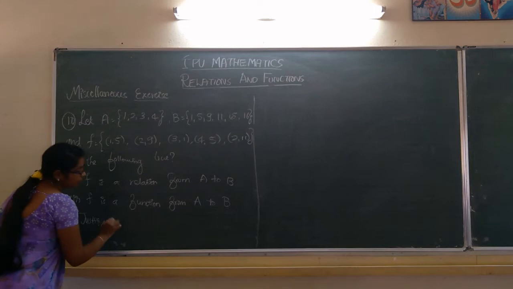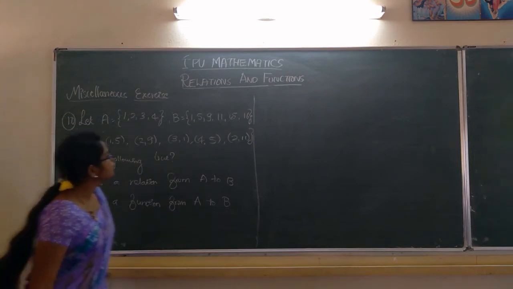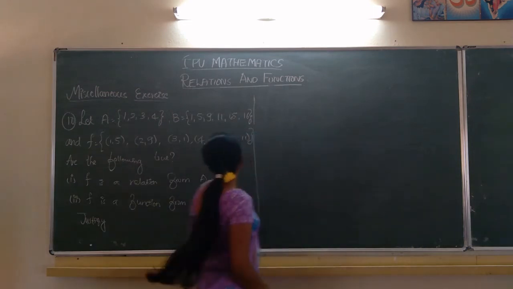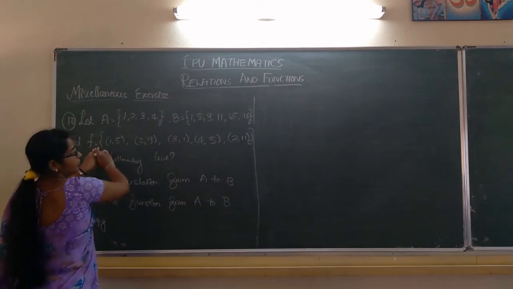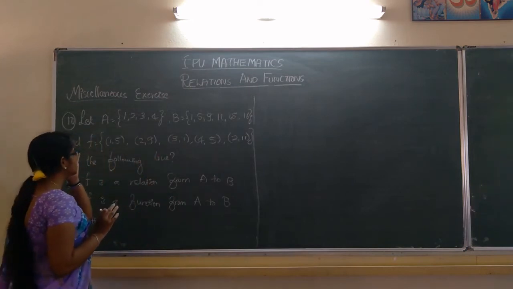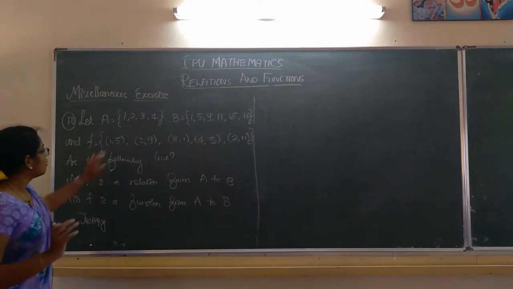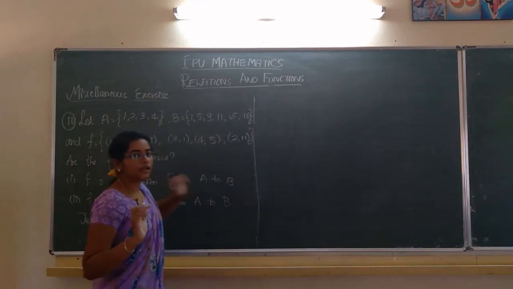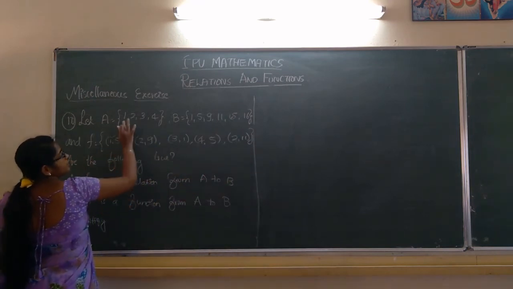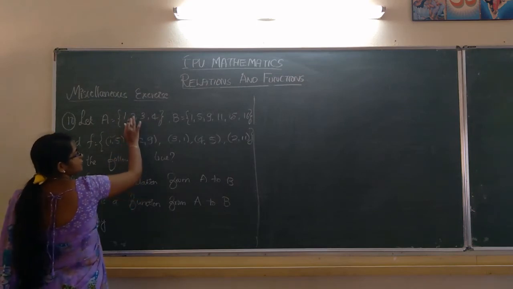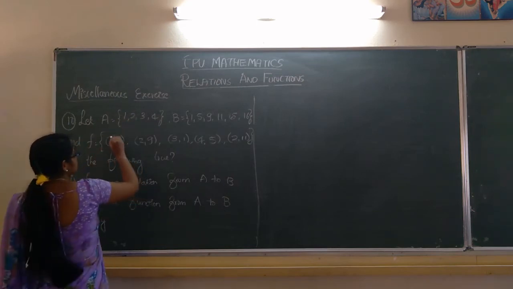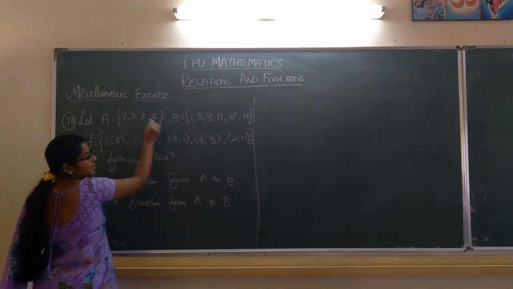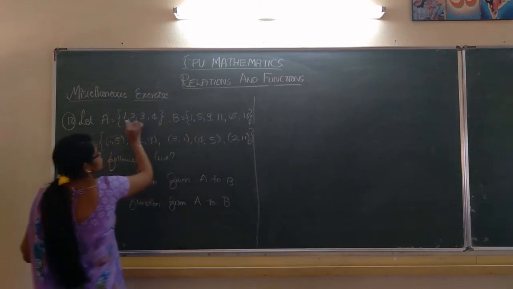Now, look at the elements in the two sets A and B. We have two sets A and B and they have given some set F. Look at the ordered pairs in F: (1, 5), (2, 9), (3, 1), (4, 5), (2, 11). Look at the first elements: 1, 2, 3, 4, 2 are all in the first set.